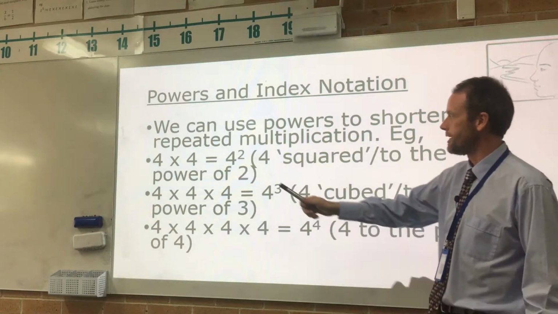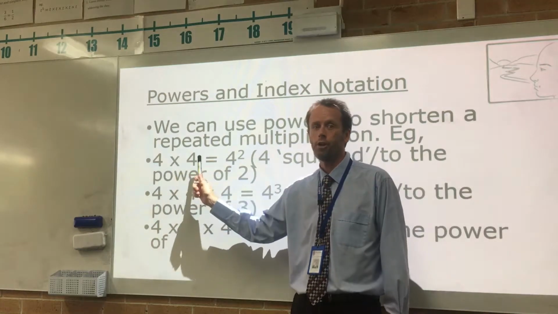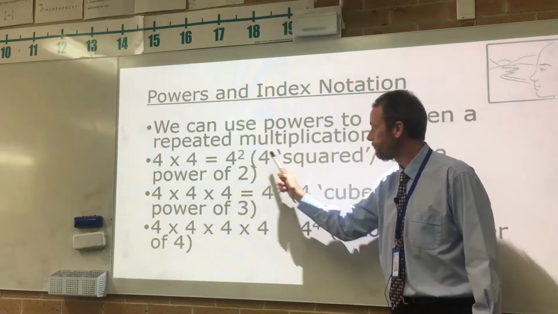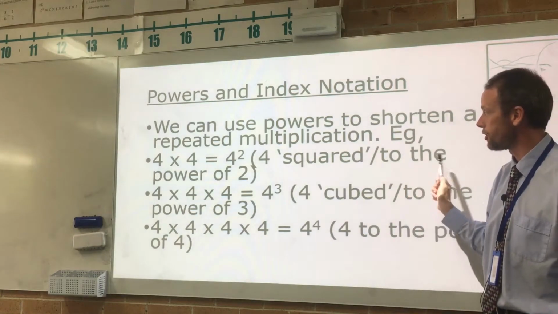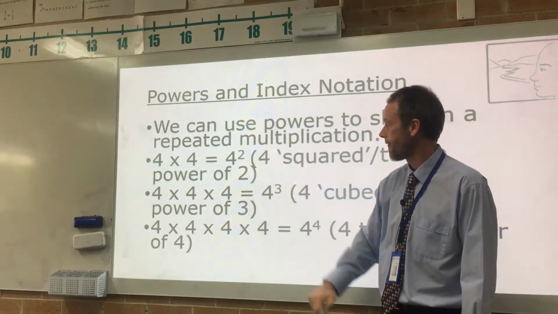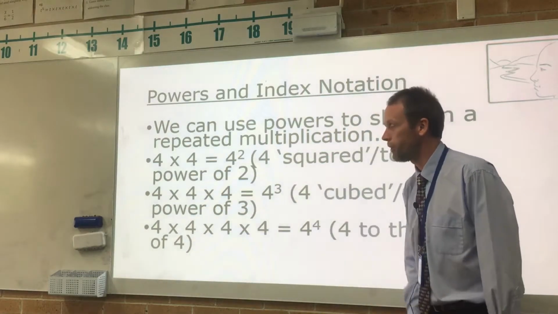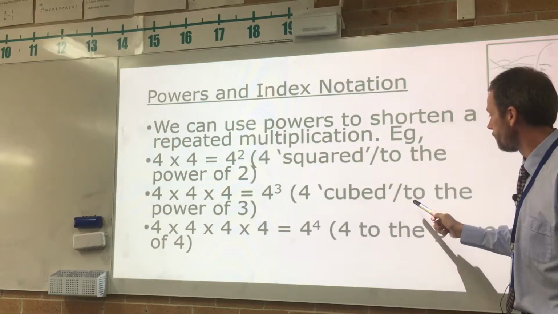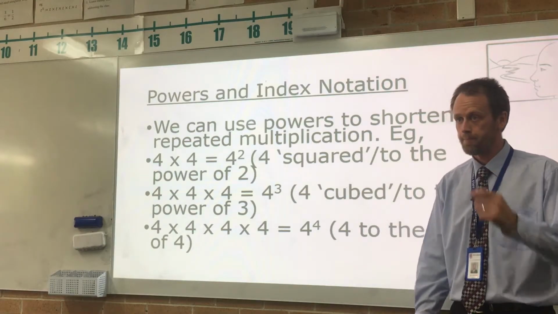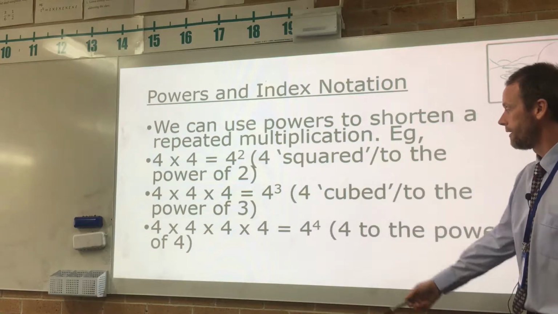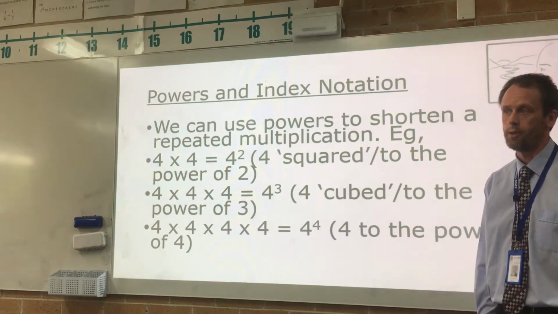I'm hoping you already know that when you have 4 times 4, that's the same as 4 squared, and this might be new, to the power of 2. When you have 4 times 4 times 4, that would be 4 cubed, or 4 to the power of 3. You keep going in the same way. 4 to the power of 4 is 4 with the little 4 next to it.